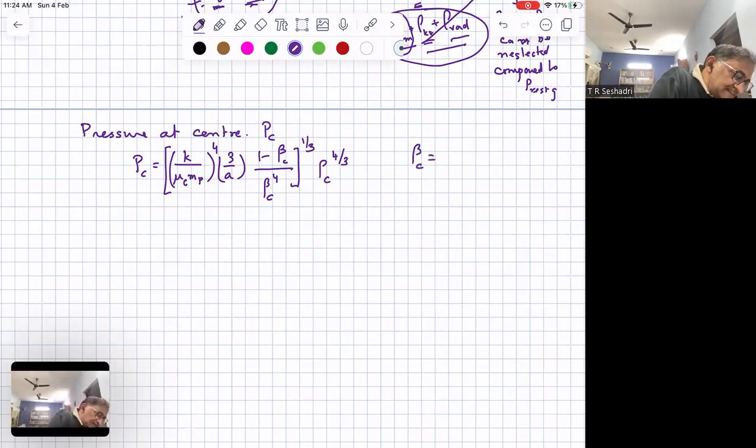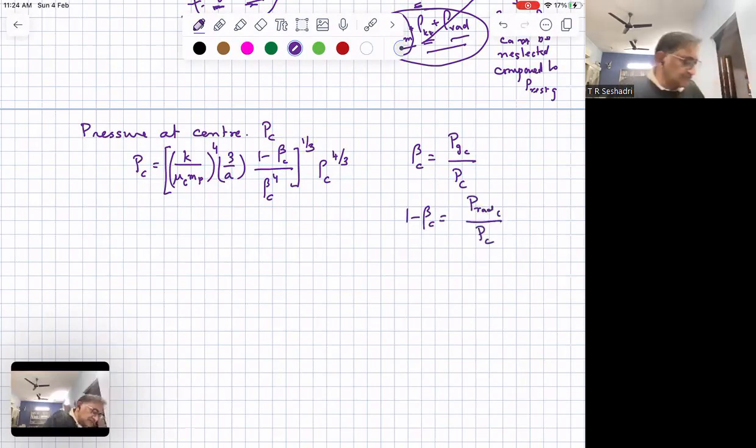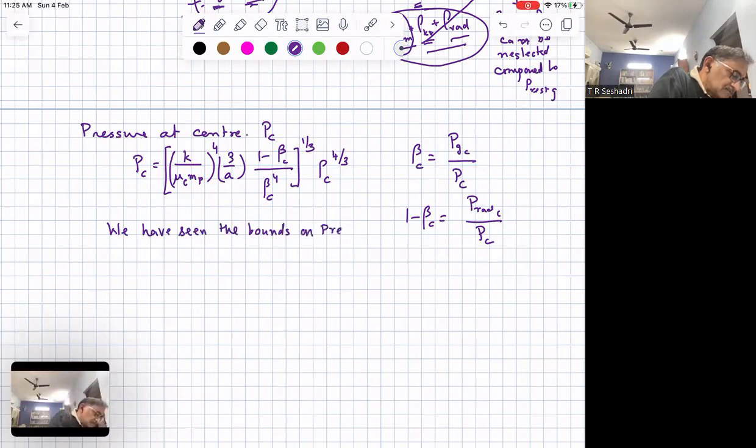So the beta C is equal to pressure of gas at the center by total pressure at the center, and 1 minus beta C is equal to pressure of radiation at the center divided by total pressure at the center. Okay. We have seen earlier the bounds on pressure on PC.